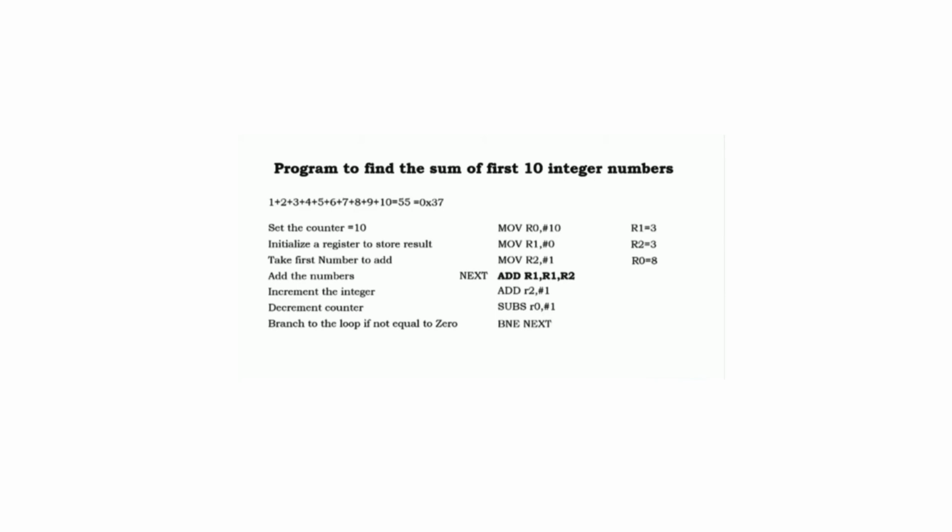So in this loop we will have R1 as 6, R2 as 4, and R0 as 7. Previously we had R1 as 3 and R2 also 3, so 3 plus 3, we get the answer as 6. R2 is incremented to the next integer, that is 4. The counter is decremented from 8 to 7.